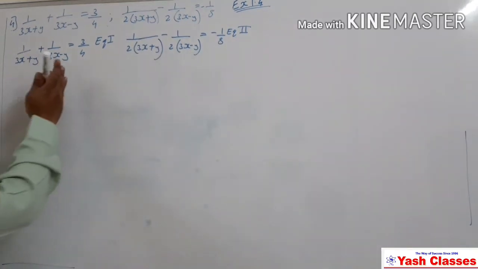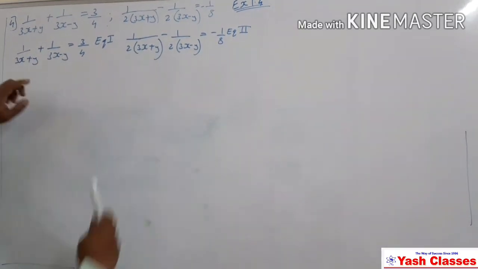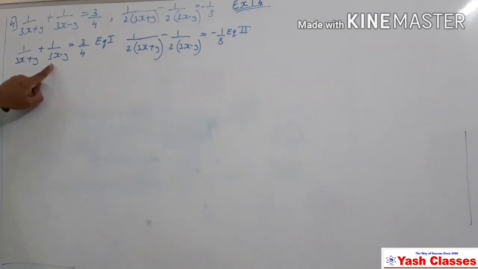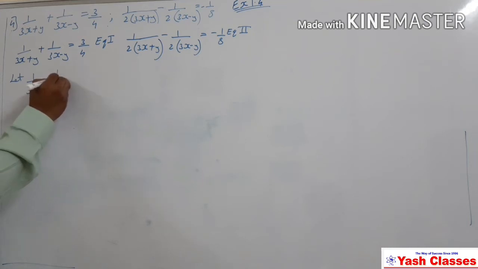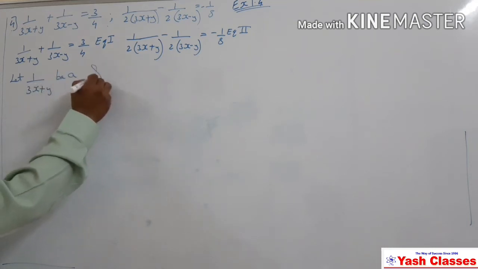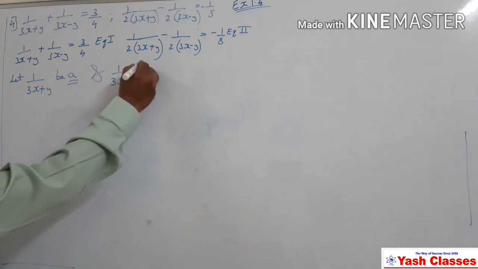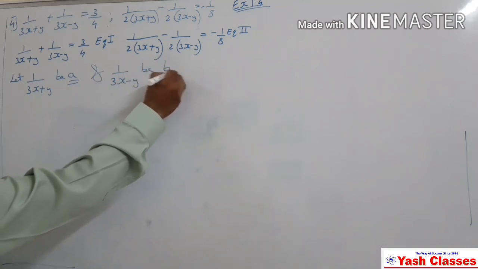Now in equation number 1 and equation number 2, 3x plus y and 3x minus y are similar. So let 1 upon 3x plus y be A and 1 upon 3x minus y be B.